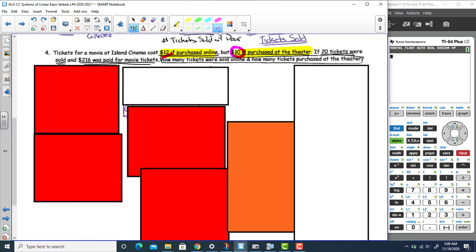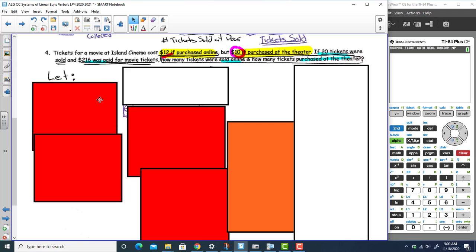If there were 20 tickets sold in total and $216 was paid for the tickets, how many tickets were sold online and how many were purchased at the theater? So what we're missing here is the number of tickets sold online and the number purchased at the theater. You can make those any variables you want, but that's where we're going to begin. We need a let statement to describe what's missing, and we need to organize our thoughts.